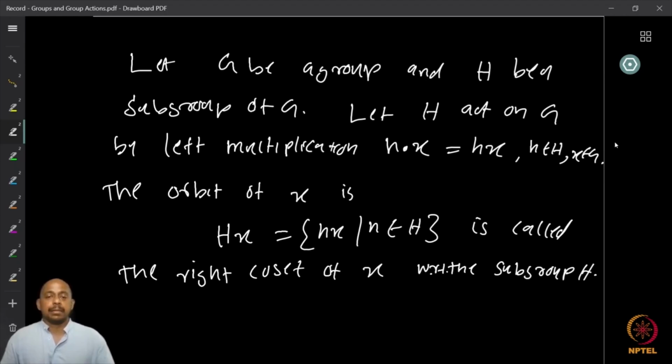So this idea of cosets is also important. Again, cosets come from the group actions, but they have independent importance as well. So we will see this.